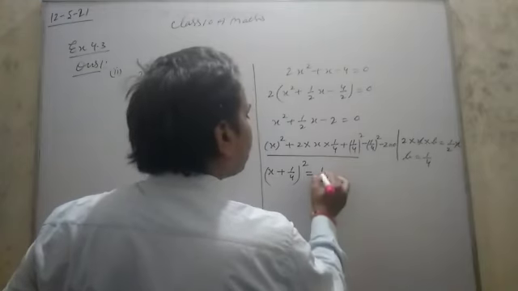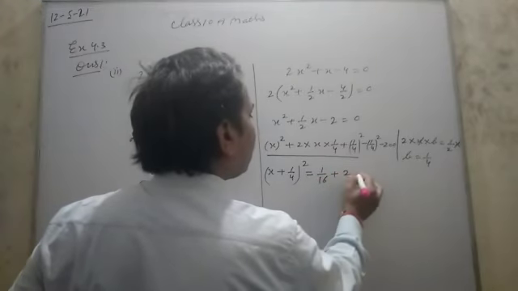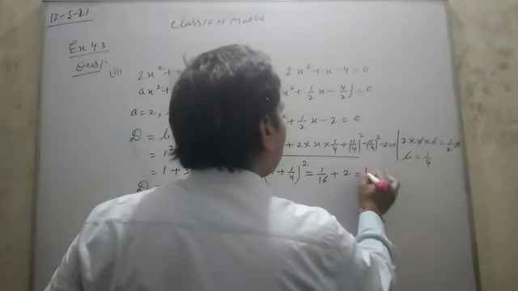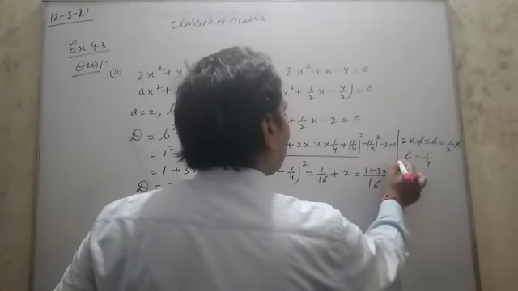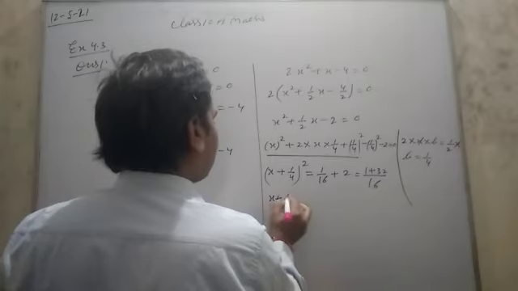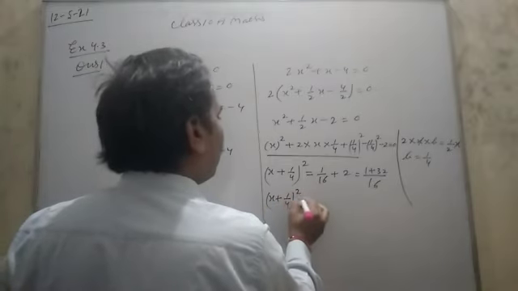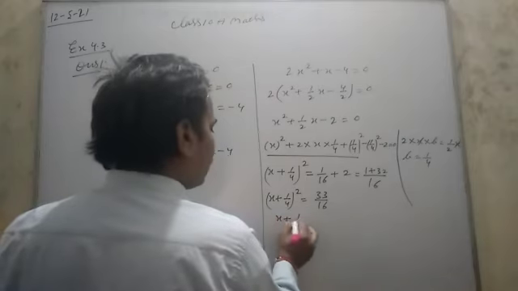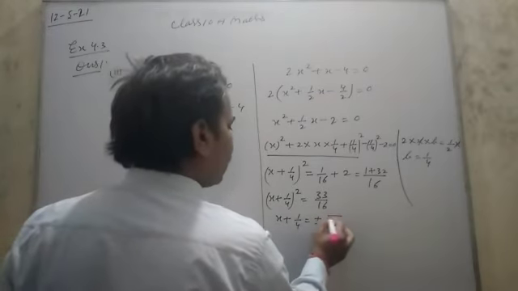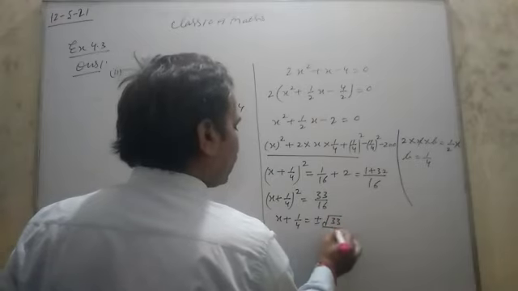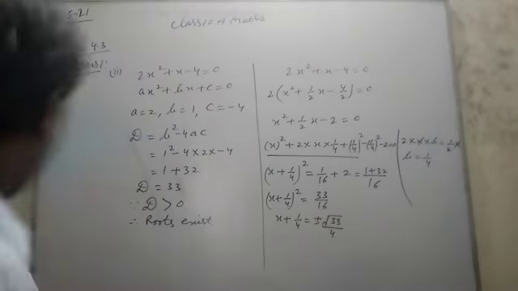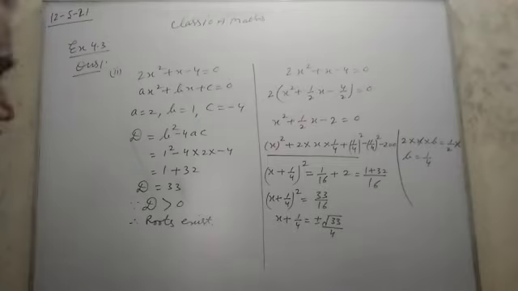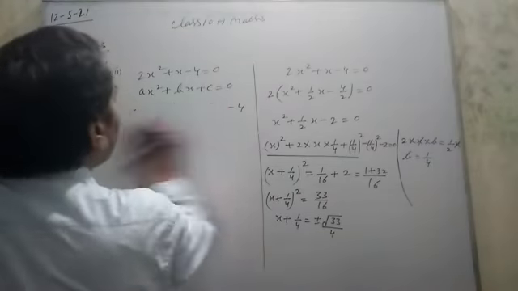So 1 by 4 square means 1 upon 16 plus 2. Take LCM and simplify it. So x plus 1 by 4 whole square is equal to 33 upon 16. So x plus 1 by 4 is equal to plus minus under root 33 upon 4. Clear? And after that take positive and negative sign. Okay. Take positive and negative sign.